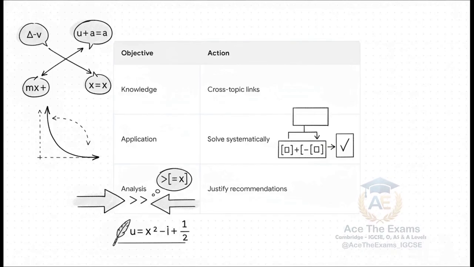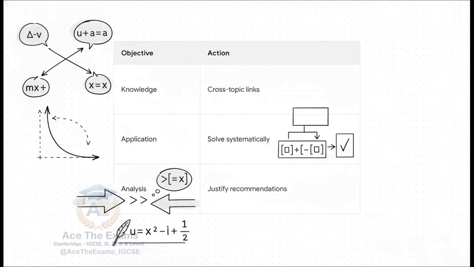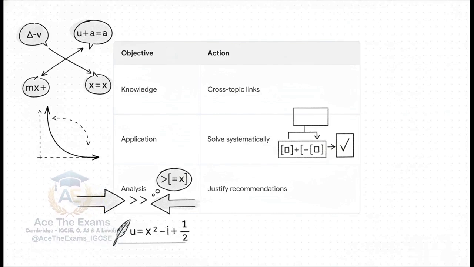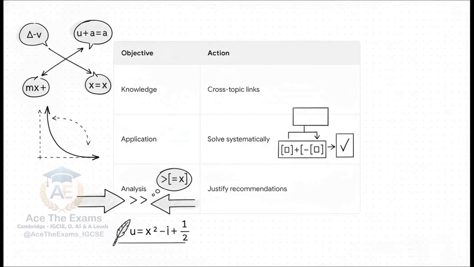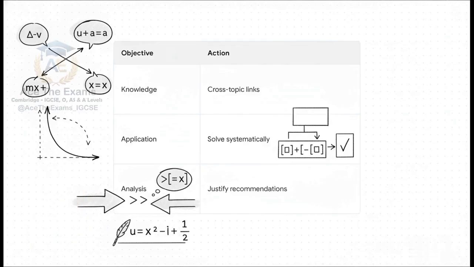Let's decode them. For knowledge and understanding, top candidates don't just state a basic formula. They actively reference cross-topic connections. They might recognize that right after the direct impact, the particle travels under constant deceleration, instantly linking momentum back to kinematics. For application, the required action is to solve systematically.